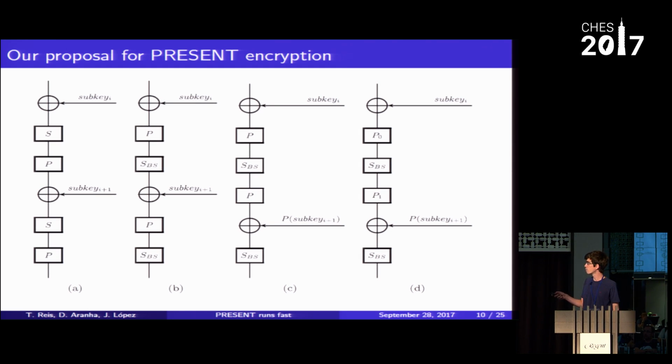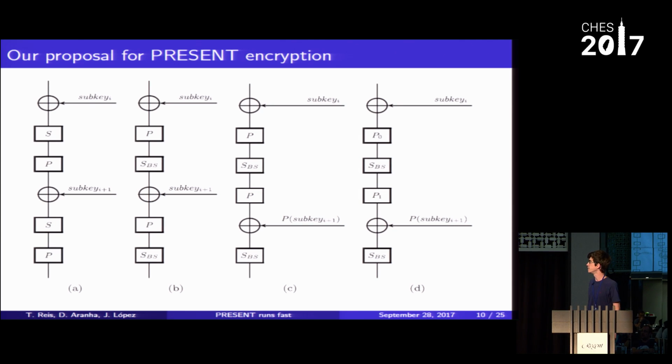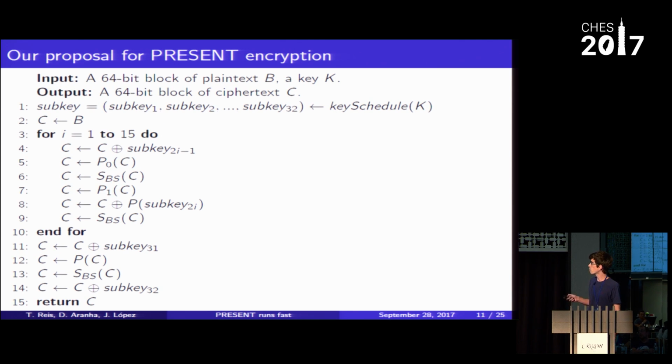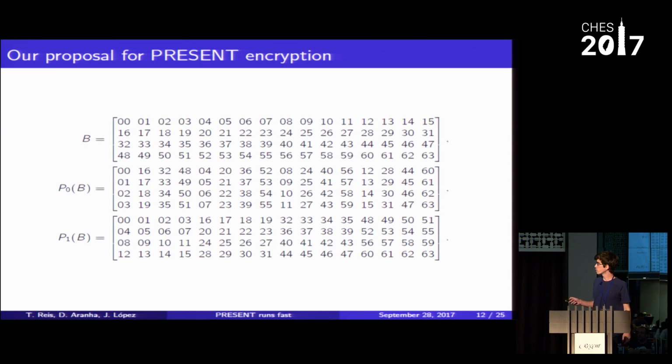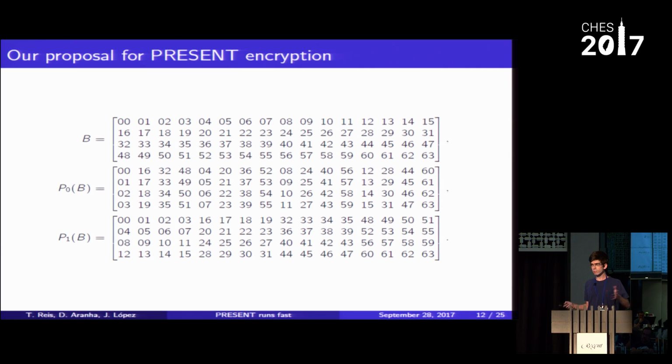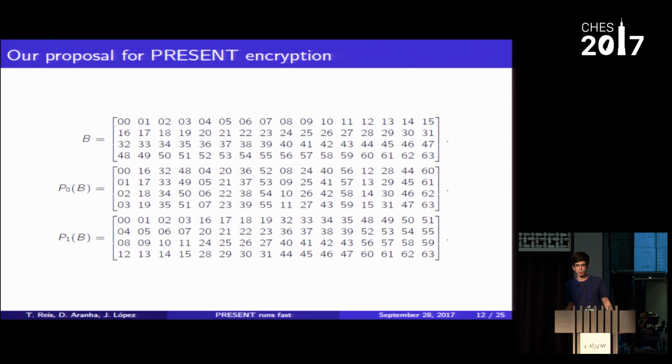So we can convert all the way from subfigure A, which is the original proposal, to what we propose, which is subfigure D. Here is the pseudocode representing exactly what is shown in the scheme. And now, just for illustration, what happens with the 64 bits of the state when they undergo P0 or P1. Notice that P0 does bit-slice the state. Every column consists of 4 consecutive bits. And then P1 doesn't have any very special property.